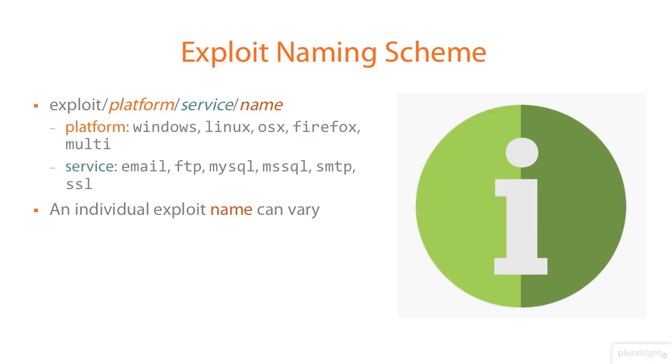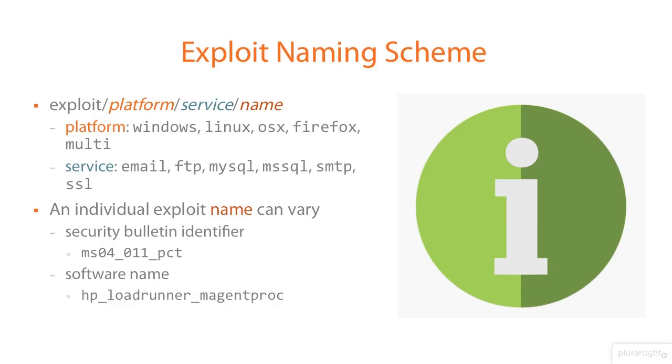Each exploit under the hierarchy of platform and service has a unique name. These names can vary. Some are based on a specific security notification or Microsoft Security Bulletin. Here's an example. This is the name used for the 11th 2004 Microsoft Security Bulletin. Other names could be based on a specific software package and may contain the name of a vulnerable component. Here's one for the HP LoadRunner software and the specific vulnerable service. Knowing how these things are named makes it easier to locate the exploit you need.